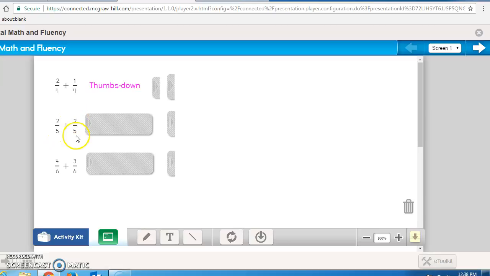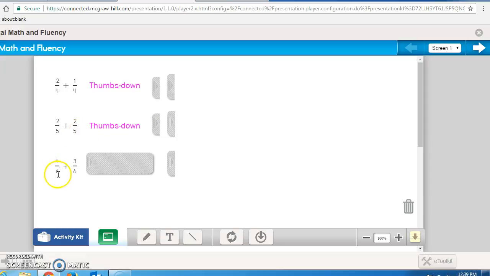2/5 plus 2/5. Again, we have like denominators, so the denominator stays the same. So we add the numerators on top. What is 2 plus 2? 4. 4/5. Is 4/5 a whole? Again, thumbs up or thumbs down? You should have given thumbs down. 4 out of 5 is not a whole.